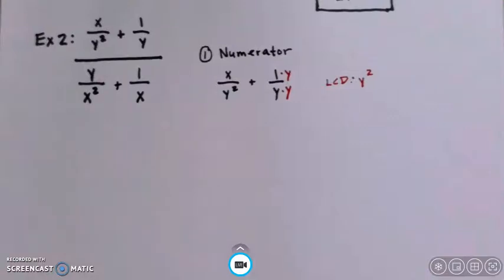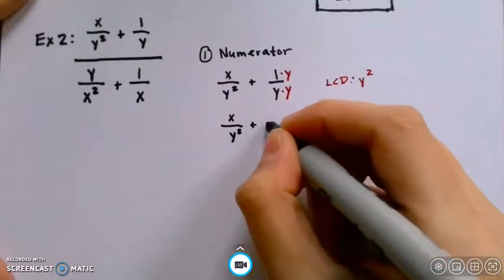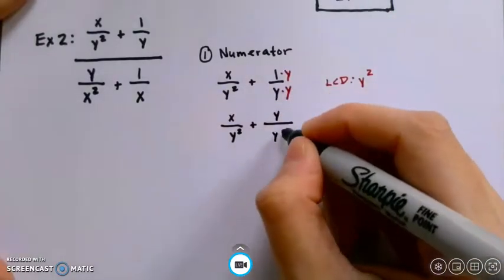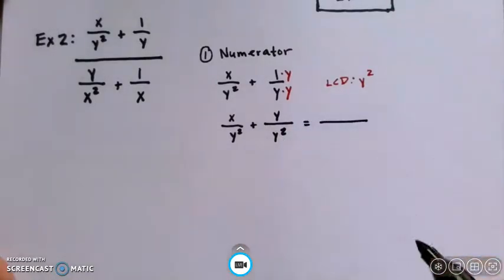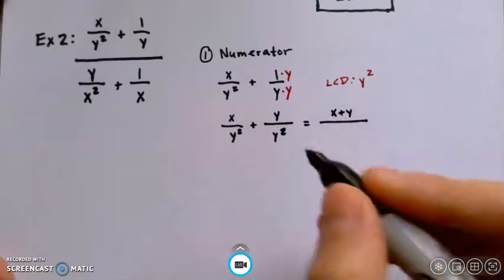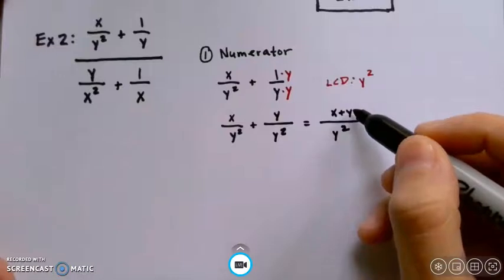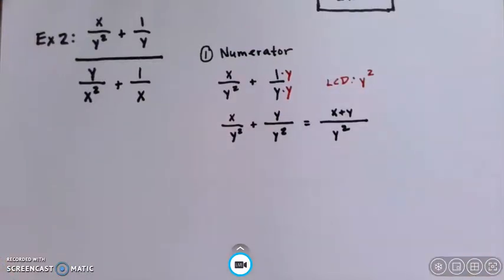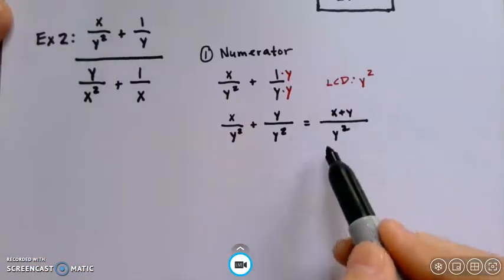So now I have x over y squared plus 1 times y is just y, and y times y is y squared. So now I have common denominators, and I can go ahead and simplify that. x plus y is just x plus y, and all of that goes over y squared. Now be careful not to cancel any of these out, or else you're going to be back at square one. Okay? So instead of having 2 fractions in the numerator, now I have 1 fraction.